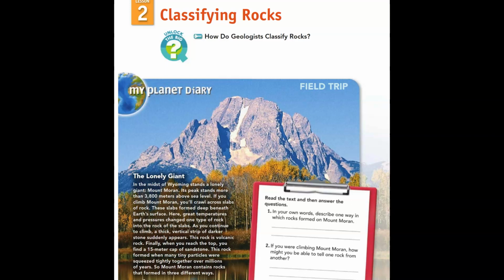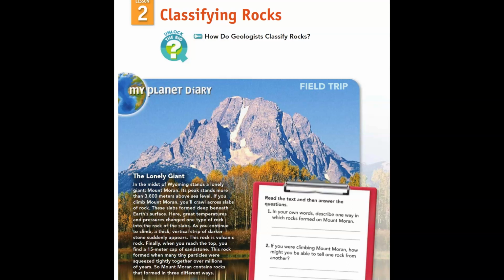Unit 2, Minerals and Rocks. We're doing Lesson 2 and Lesson 3 today, classifying rocks and igneous rocks. By the end of this lesson, we'll be able to list the characteristics used to identify rocks and identify the three major groups of rocks, one of them being igneous. And we'll be able to identify the characteristics used to identify igneous rocks and describe ways in which igneous rocks are used. So Lesson 2, Classifying Rocks, My Planet Diary, Field Trip.